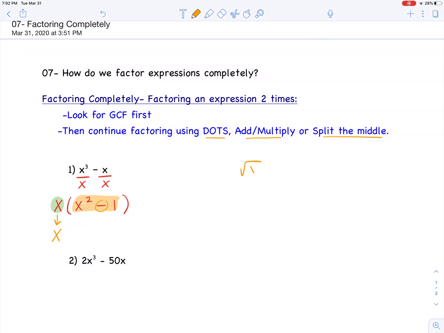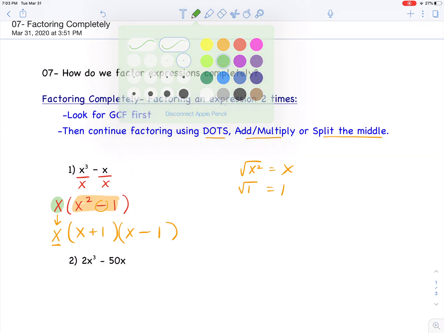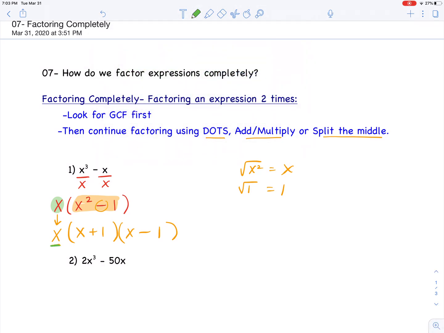So I can get my square root of x squared is x, my square root of 1 is 1, and write those 2 factors, x plus 1, x minus 1, and I still have that x out in front. So now your final answer is 3 factors: x, x plus 1, x minus 1. Those 3 factors would first multiply back to this and then back to the original polynomial. Okay, so here is your final answer.